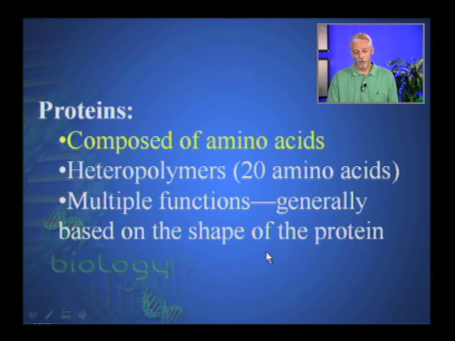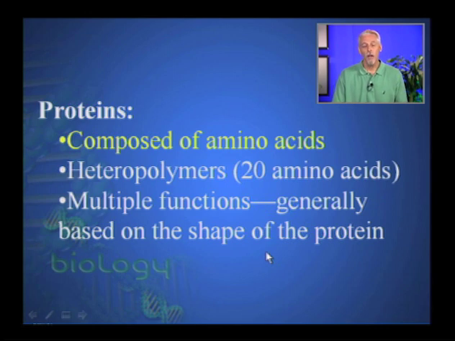Now, proteins. Proteins are composed of amino acids. And as opposed to starch, which is a homopolymer, or glycogen or cellulose, which are all homopolymers, proteins then are heteropolymers because there are 20 different amino acids which could occupy each spot in a protein. And proteins have a number of really important functions, some of which we will get to in our next module.